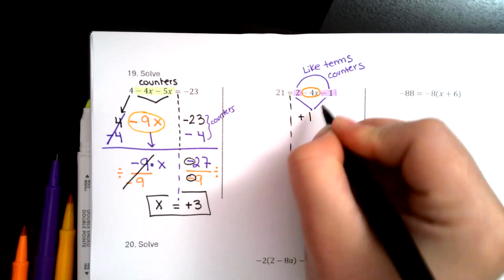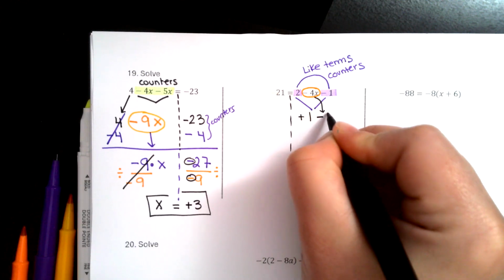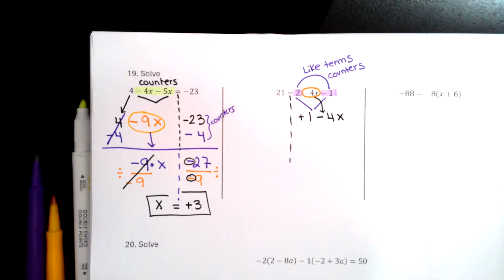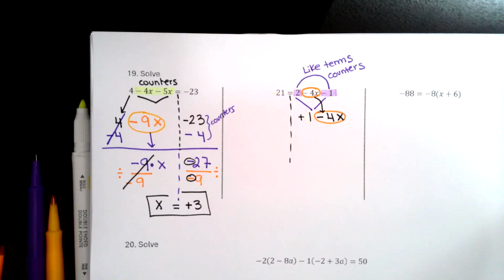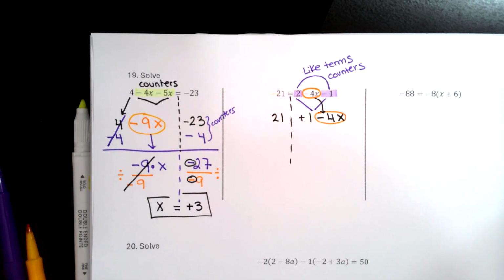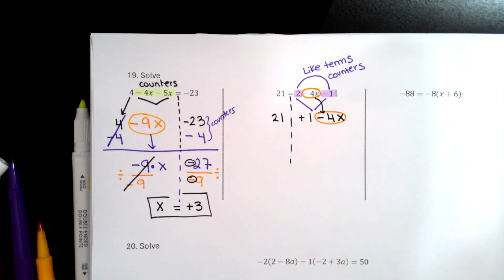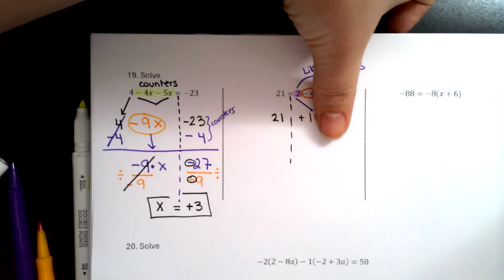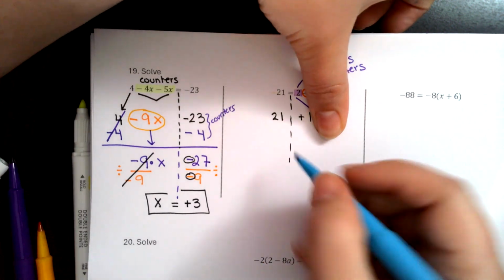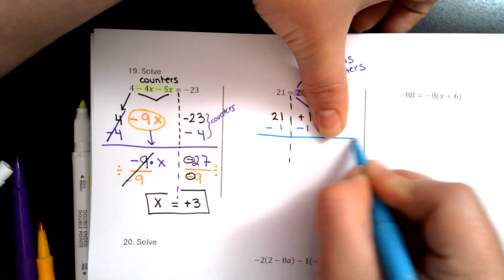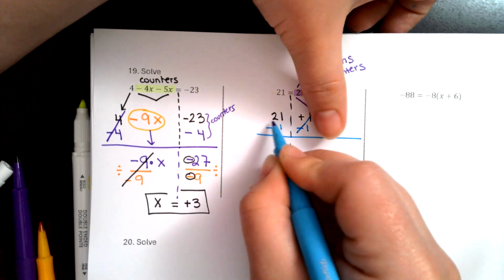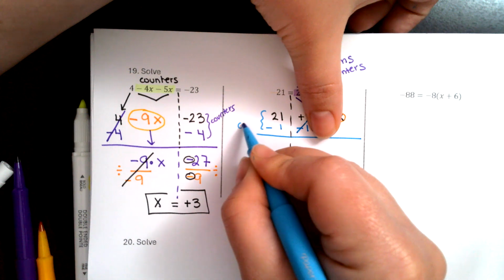You can put plus if you want, and then we're going to bring down that -4x, and I'm still going to put a circle around it. Bring down your 21. And here we are going to cover the -4x. Remember, I've combined like terms. I have this +1. I'm going to be subtracting 1, subtracting 1. Remove the ones. This is counters.